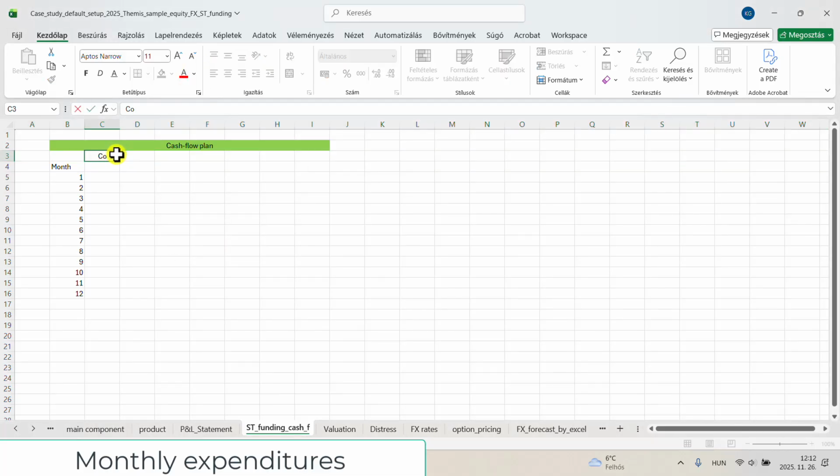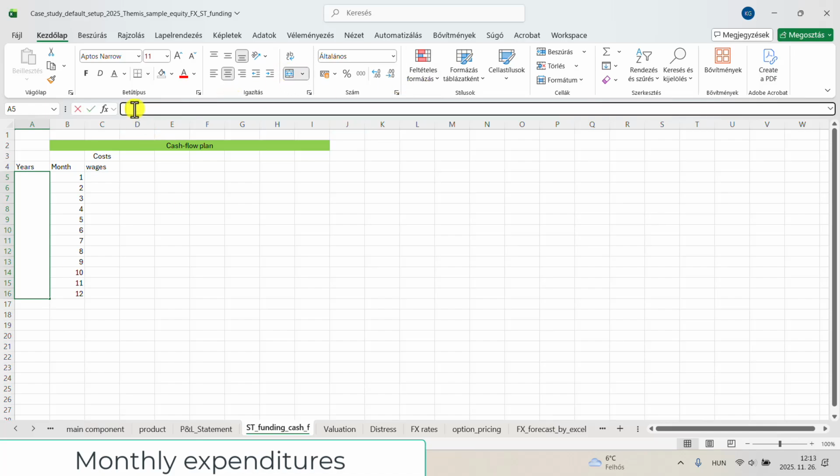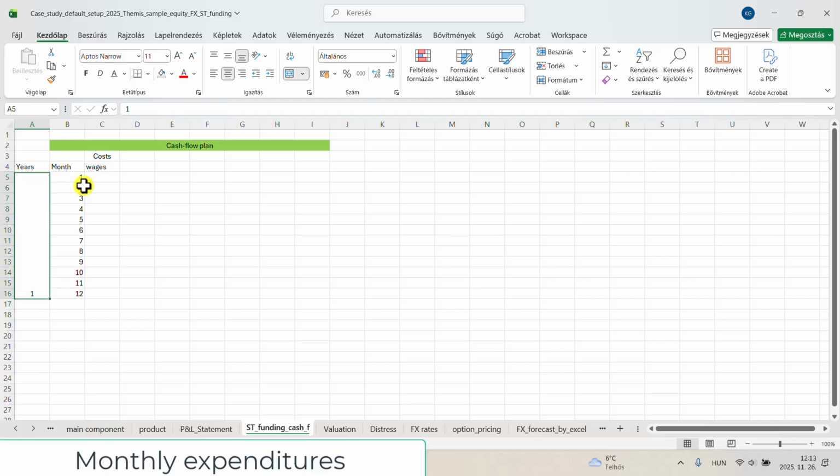So there will be many. So obviously we have to pay wages. That is quite obvious and necessary. And also we have years, so we are modeling in that dimension. So here's first year.